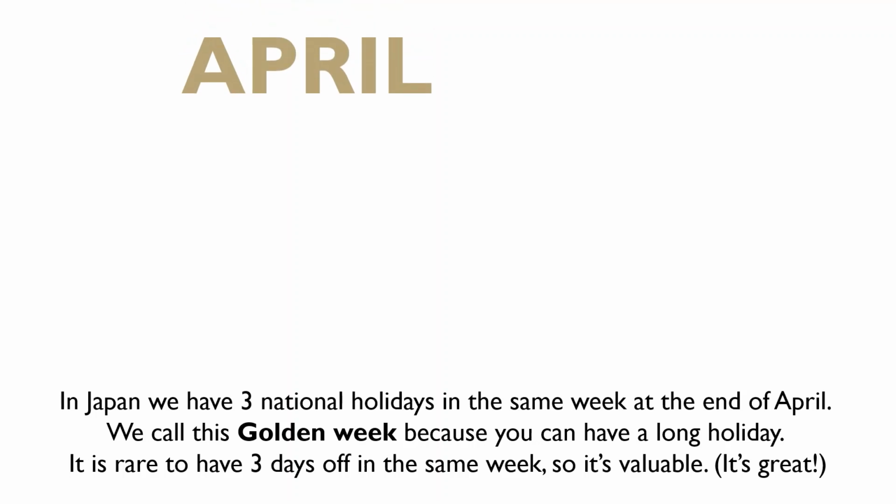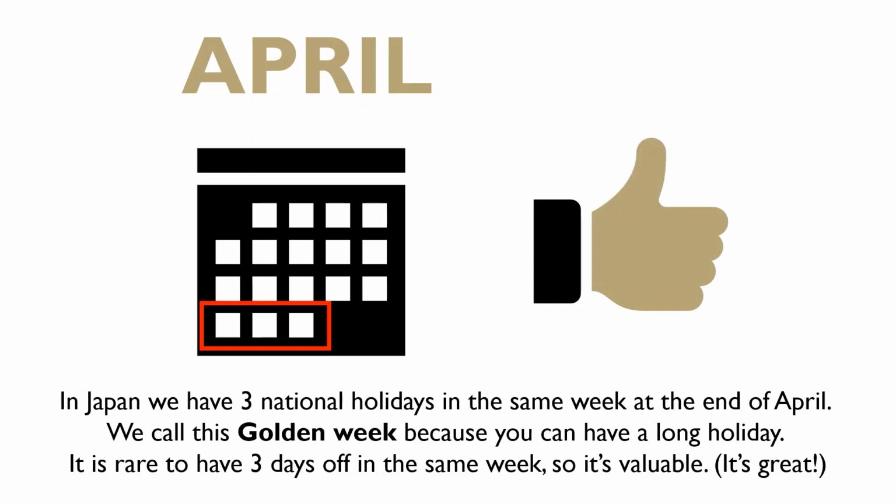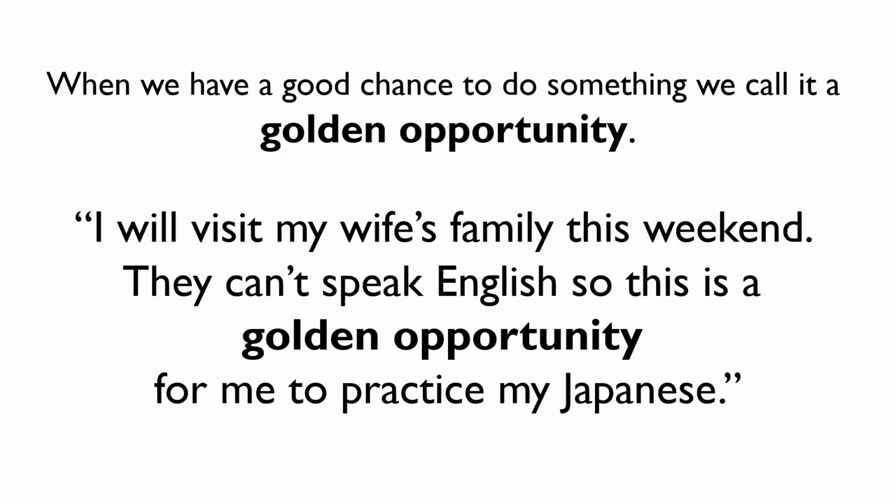In Japan, we have 3 national holidays in the same week at the end of April. We call this Golden Week because you can have a long holiday. It is rare to have 3 days off in the same week, so it's valuable. When we have a good chance to do something, we call it a golden opportunity. I will visit my wife's family this weekend. They can't speak English, so this is a golden opportunity for me to practice my Japanese.